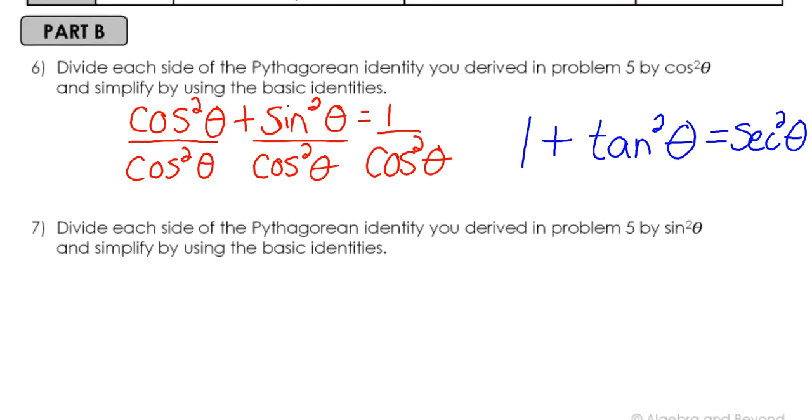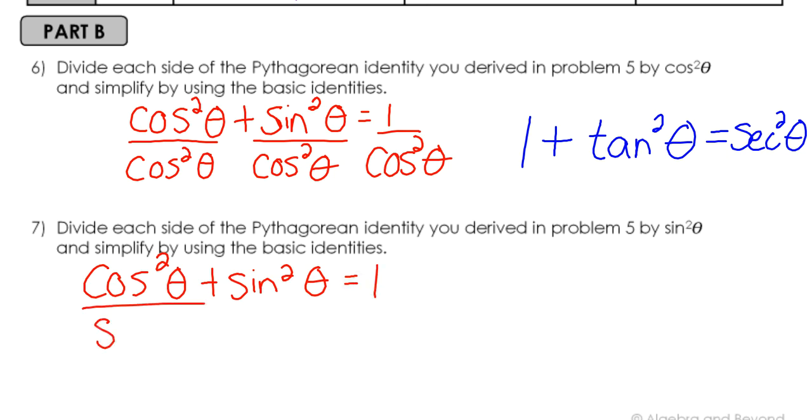Now we're going to divide that same identity that we were working with before, but this time by sine squared. So going back to that original one from step 5 up above, we are going to divide it this time by sine squared theta everywhere. Let's see how that changes things.